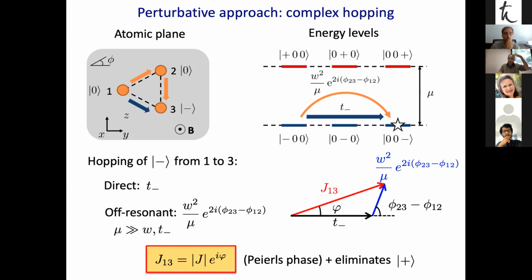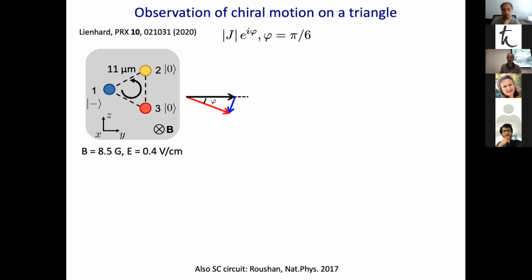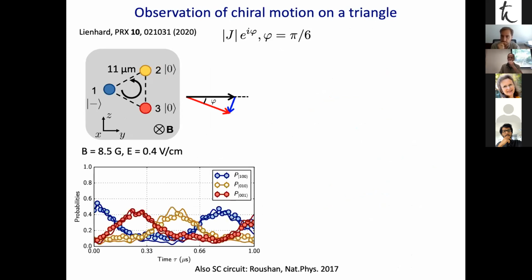So in this way, you reduce the problem to the hopping of a minus excitation, having fully eliminated the plus because it's an energy cost, but the virtual hopping leads to this complex chain. So I'm nearly done, Alejandro. I will show that to you on the experiment. We prepare the atom in state minus, and we measure as a function of time where the minus excitation is around the triangle.